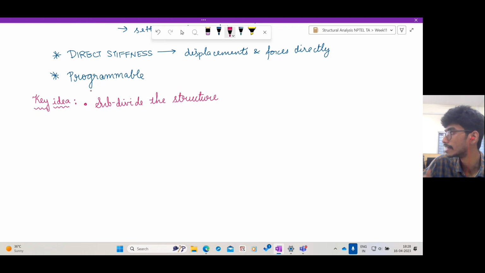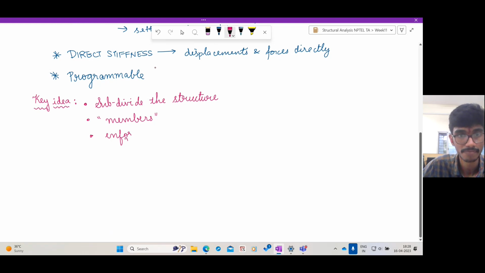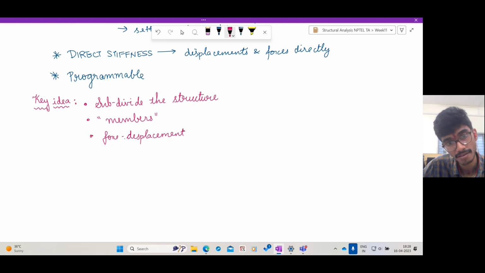into what we call members. You subdivide the structure into members. And these members are small, simple structural elements, and for them you can write force displacement relations. So write down the force displacement relations for these members.